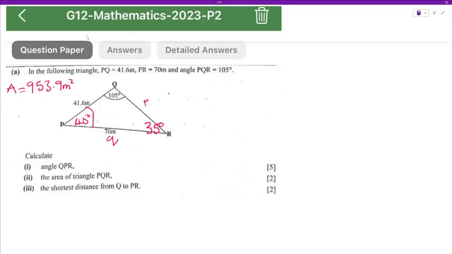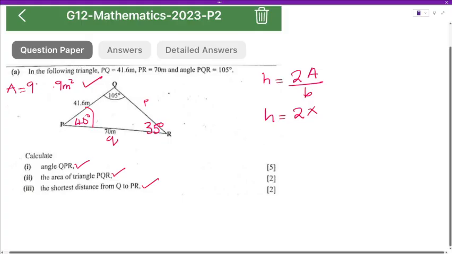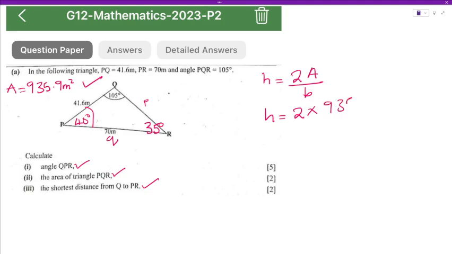Okay, we proceed now to the next question. So we've done these two. I found the angle there, the area. Now we need to find the shortest distance. So remember we said it would be better if you can master this formula: 2A over b, where A is representing the area. So 2 times, what is the area? We found 935, and this side I wrote 953. You see how mistakes are made in an exam. It's supposed to be 935.9. That's the area we found.